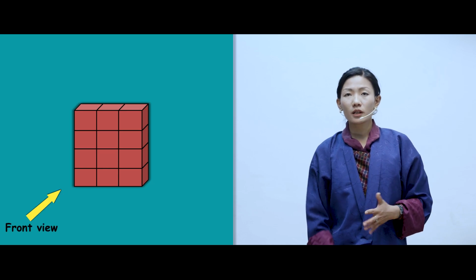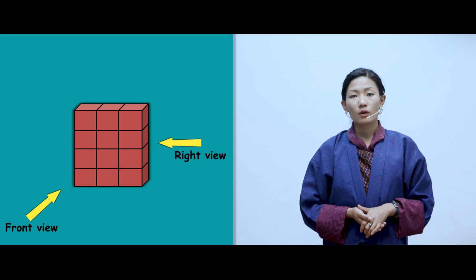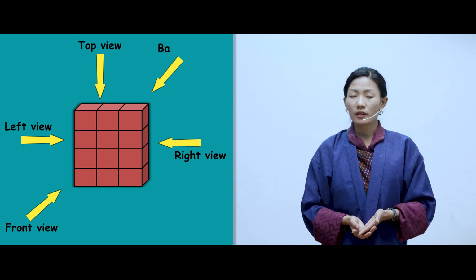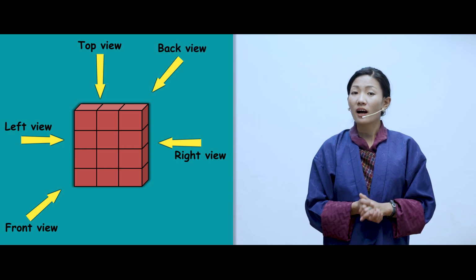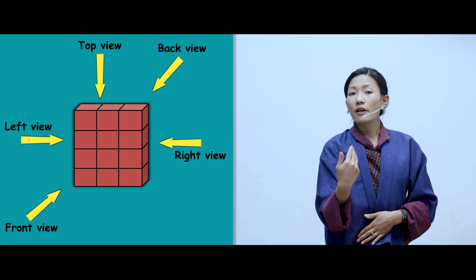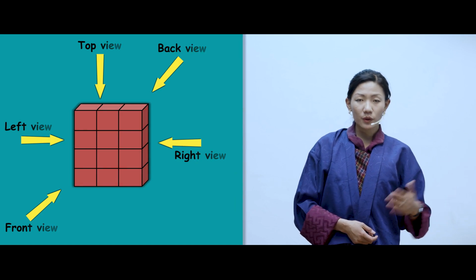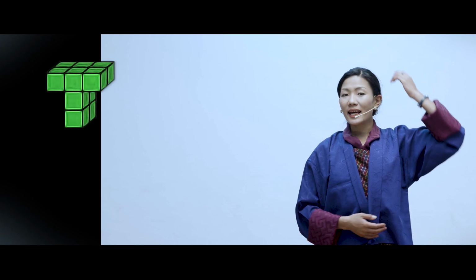Now, to talk more about orthographic drawings, the set of views involved in an orthographic drawing are, firstly, the front view, then you can have the right view, the left view, the top view, and the back view as well. Alright, now let me take you through how we draw an orthographic drawing.